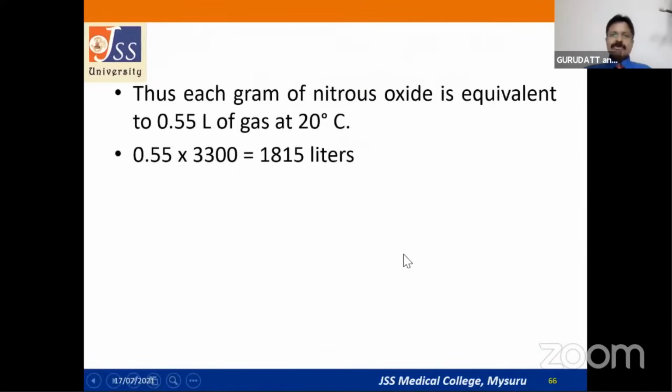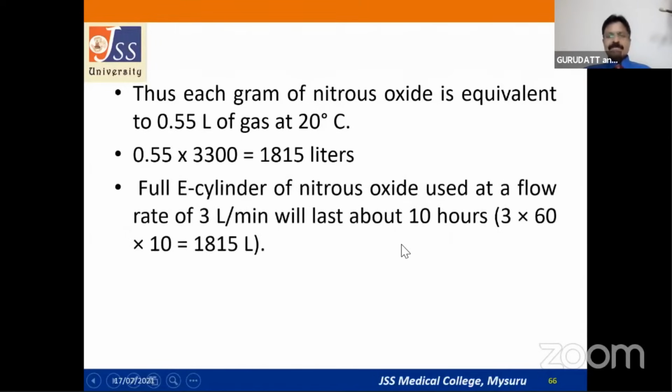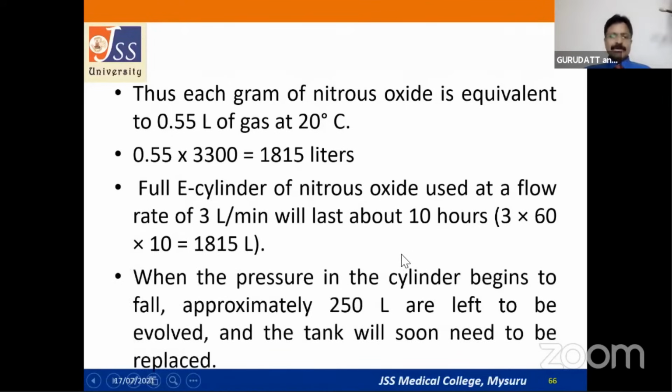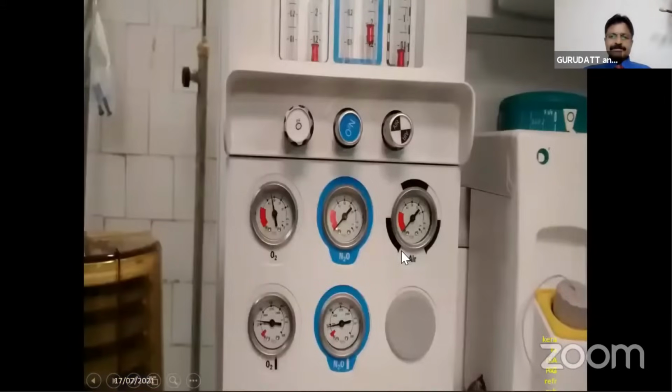Now you can find the amount of nitrous oxide present, because if you weigh the nitrous oxide cylinder minus its tare weight, you know the weight of the nitrous oxide inside. Usually it is about 3.3 kgs or 3,300 grams. So at 20 degrees centigrade, a fully filled E-type nitrous oxide cylinder will give you about 1,815 liters. That's how easily you can make out, if you're using 3 liters per minute, how long you can use it.